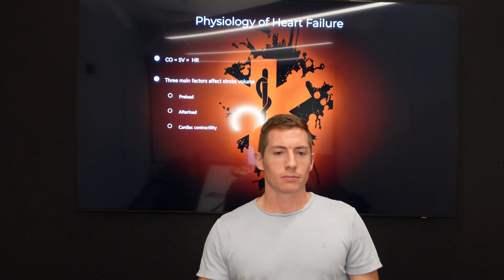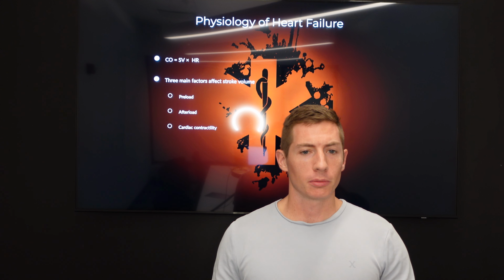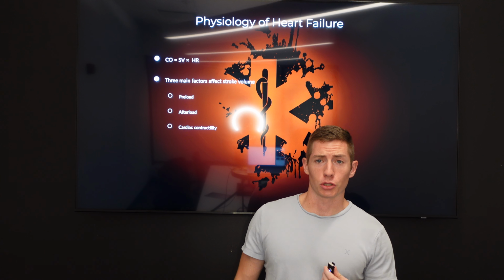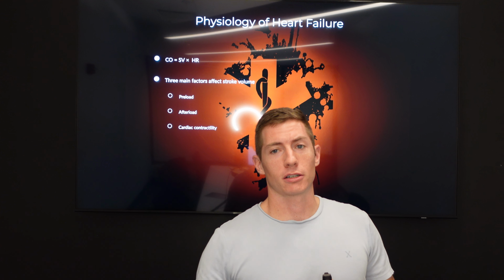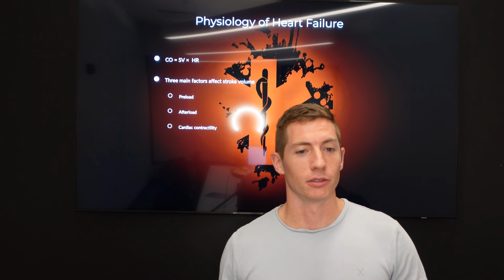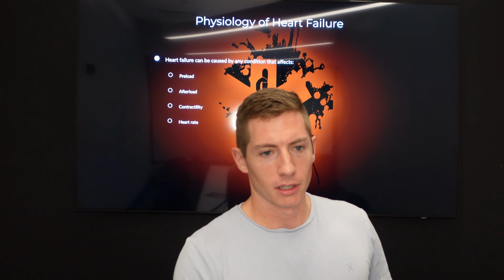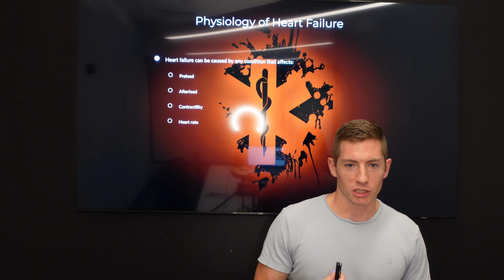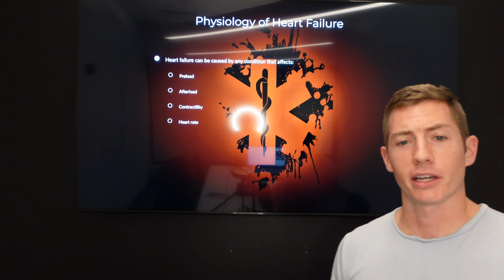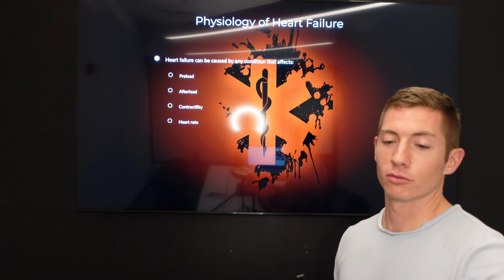Physiology of the heart. Cardiac output is equal to stroke volume multiplied by heart rate. These three factors are going to affect your stroke volume: cardiac contractility (inotropic), afterload, and preload. Any condition that impairs preload, afterload, cardiac contractility, or heart rate can cause heart failure.